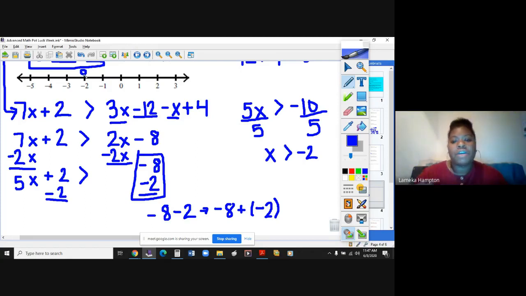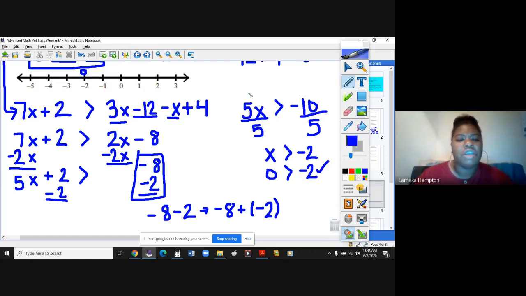And now I'm going to pick a number. To be on the safe side, I'm going to pick 0. Always stick with positive numbers if and when you can, as it relates to dealing with negative numbers. So now I'm just going to substitute 0 in for my x. And I'm going to say, is 0 greater than negative 2? That is totally correct. Remember, positive numbers will always be greater than negative numbers.